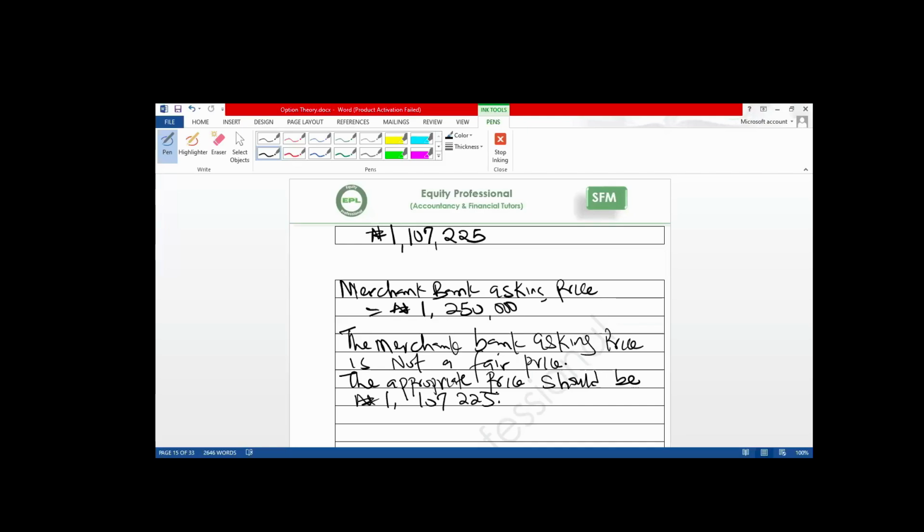Yes, sir. Is there an alternative method to approach this topic? This is the method you are going to use. No alternative method, except you are using another theory, which is the Black-Scholes model.